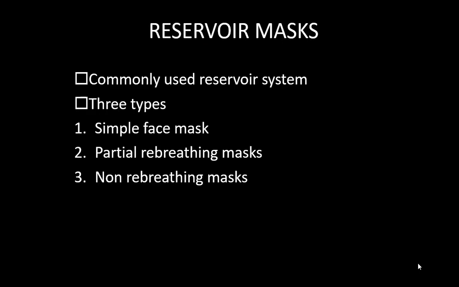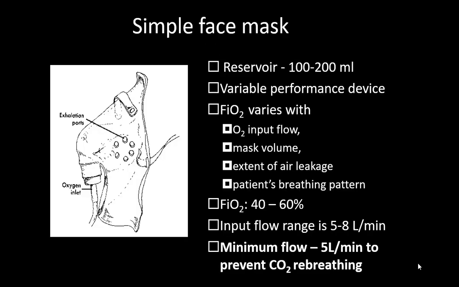Now, reservoir masks. There are three types: simple mask, partial rebreathing mask, and non-rebreathing mask. So this is the simple face mask. What type of device is this? Moderate flow variable delivery device. Okay, so the mask itself acts as a reservoir. The capacity is 100 to 200 ml.